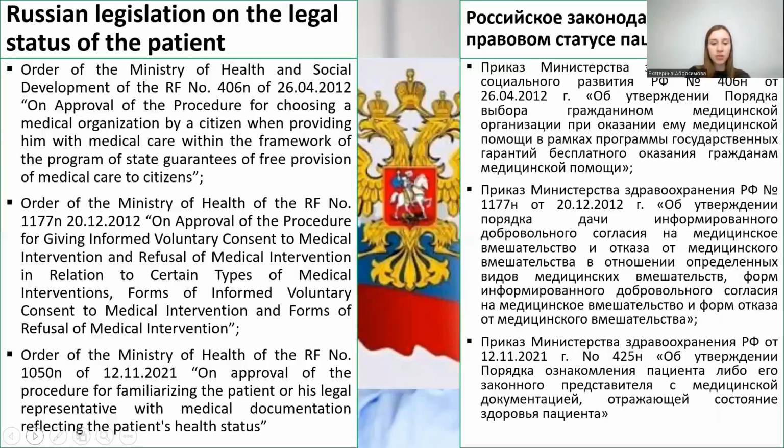Order of the Ministry of Health of the Russian Federation on approval of the procedure for giving informed voluntary consent to medical intervention and refusal of medical intervention in relation to certain types of medical interventions, forms of informed voluntary consent to medical intervention and forms of refusal of medical intervention. And order of the Ministry of Health on approval of the procedure for familiarizing the patient or his legal representative with medical documentation reflecting the patient's health status. It can be stated that certain steps have been taken in Russia towards legal regulation of the legal status of the patient, and the existing national legislation implements the norms of international law on ensuring the rights of the patient.